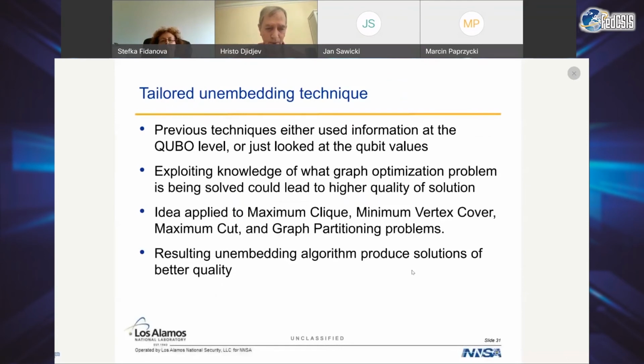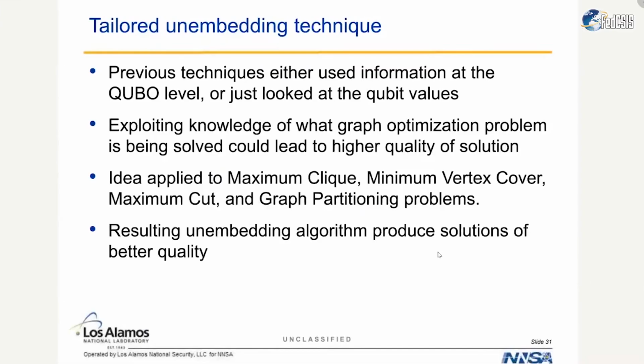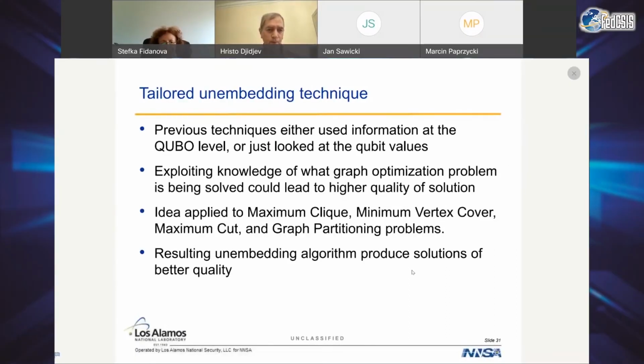Okay, so what we did was design an algorithm that uses our knowledge of exactly what problem we're solving. Previous methods didn't know whether you're solving the maximum clique problem, minimum vertex cover problem, graph coloring, whatever problem we're solving, they don't know. So we showed in this research that by knowing our original optimization problem, we can design an unembedding algorithm which is more accurate than the ones proposed by Djidjev. Okay, next slide, please.